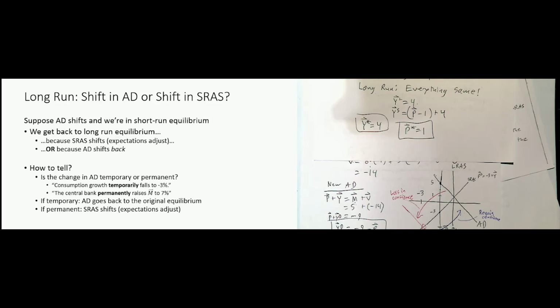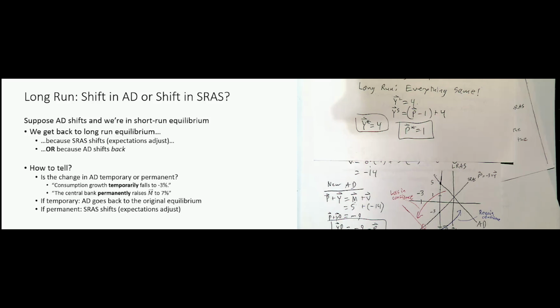The consumption growth temporarily falls to -3. Central bank permanently raises to M. This is the distinction, right? When you have a temporary shift, we know that AD will shift back. It's not going to last forever. And so firms won't adjust their expectations because that's not the new long run, right? They're caught off guard temporarily, but it's a temporary change. It goes back to things the way they were before.